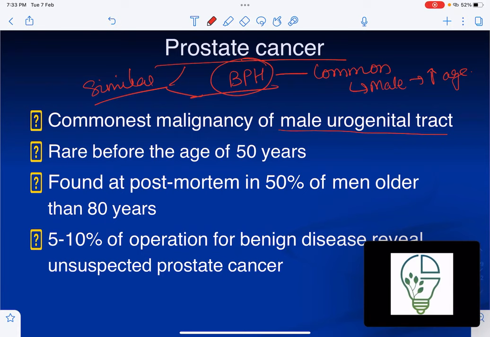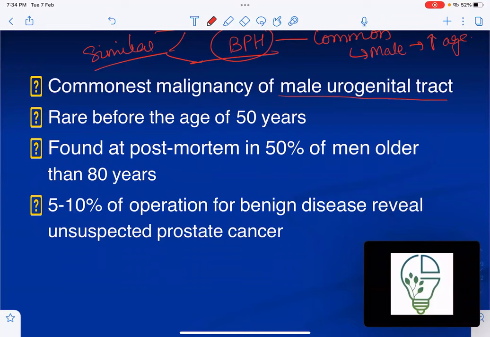The second thing is age. Prostate cancer is usually associated with elderly males. We're looking at the older population, so a lot of times this subset of the population doesn't really complain of symptoms and it's easily missed, right? That's why prostate cancer is found in the postmortem of 50% of men rather than diagnosed before death itself. 5 to 10% of operations for BPH actually reveal prostate cancer. So this is the dilemma with prostate cancer.